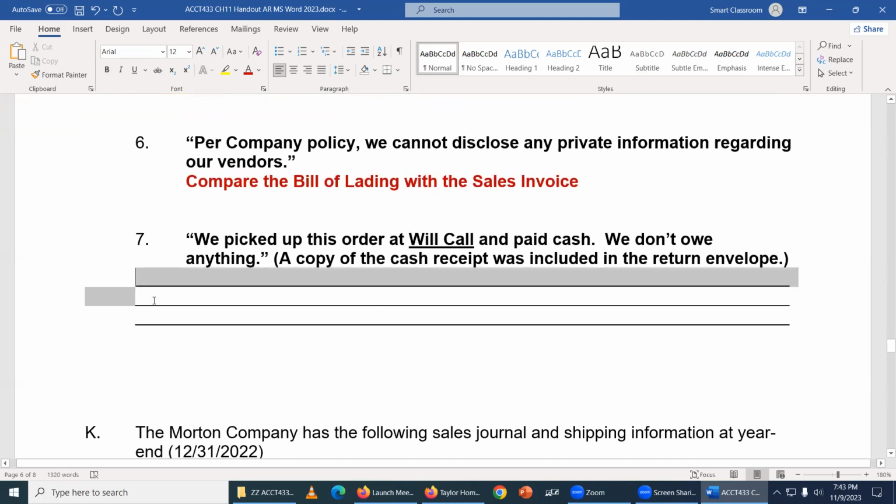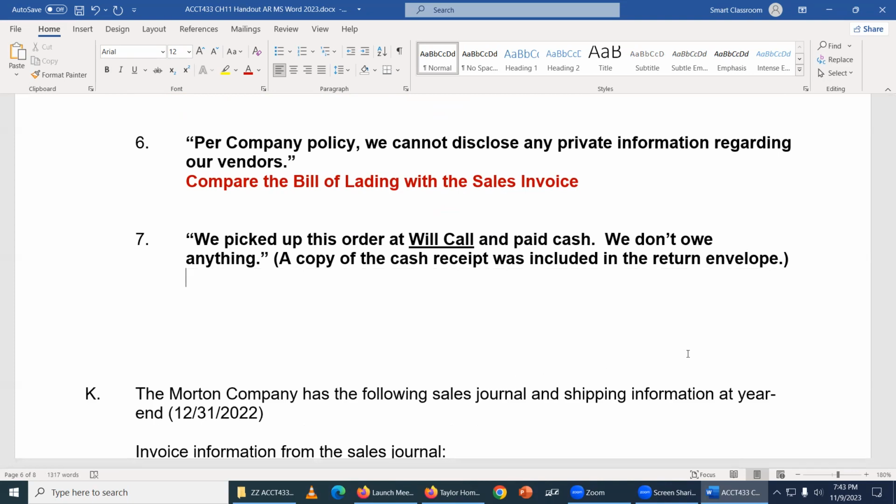Okay, last one. We picked this up at will call and paid cash. We don't owe anything. A copy of the cash receipt was included in the return envelope. Well, first of all, what's will call? You want to know?